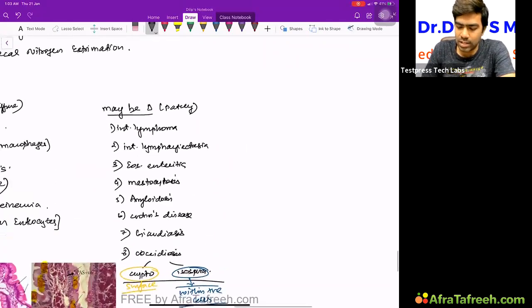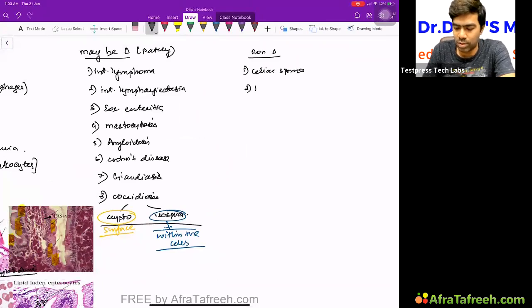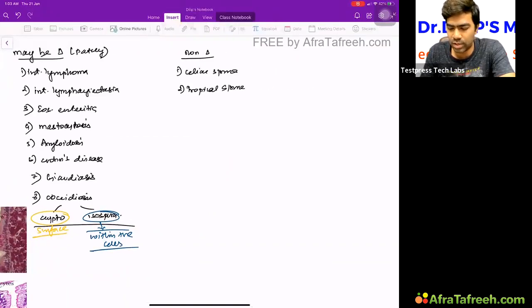Apart from that, there are conditions where endoscopy and biopsy are completely non-diagnostic. One is celiac sprue, second is tropical sprue. Very, very important. You cannot diagnose based on endoscopy because the findings that you see in endoscopy and biopsy may be seen in many other conditions. For example, let me show you the biopsy of celiac disease.